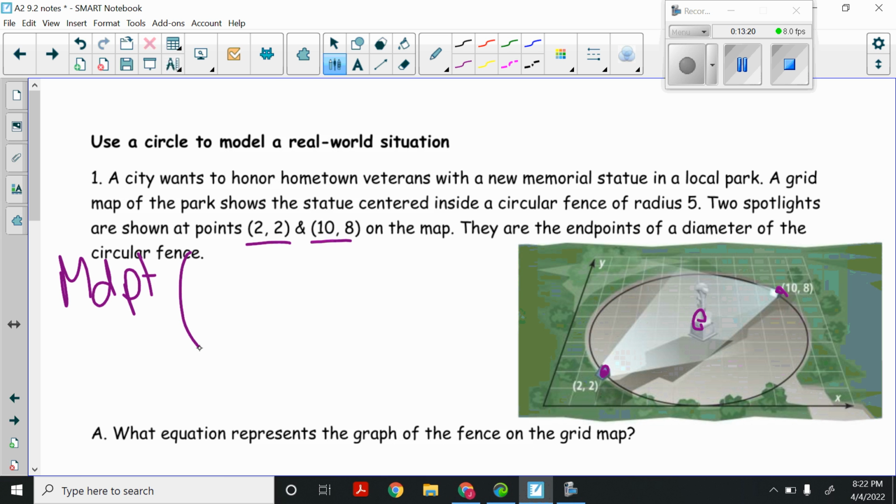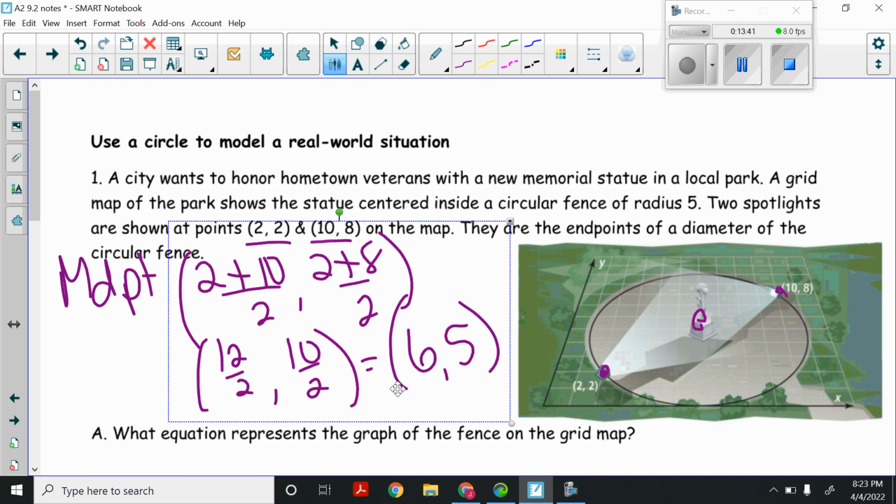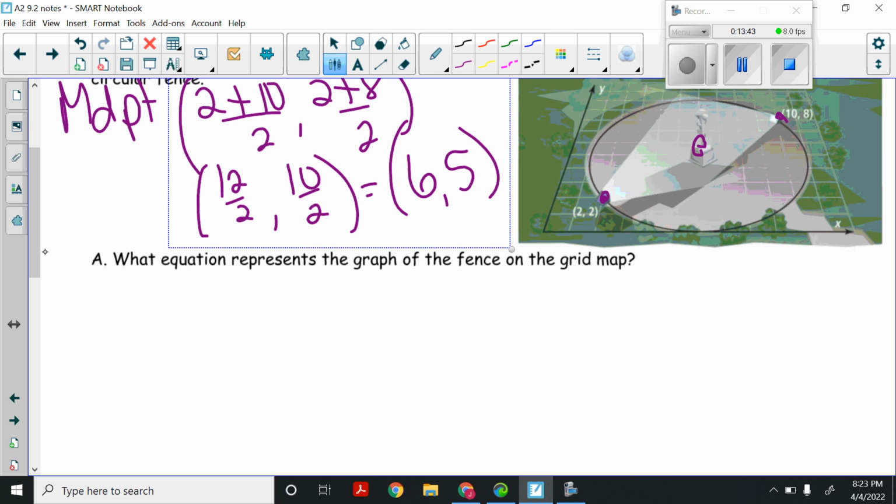So remember, midpoint, I add my x's, so 2 plus 10, and I cut in half. I add my y's, 2 plus 8, and I cut in half. So 2 plus 10 is 12, and then I have to cut it in half. 2 plus 8 is 10, cut in half. So the midpoint is the point (6, 5). So my center is at (6, 5).